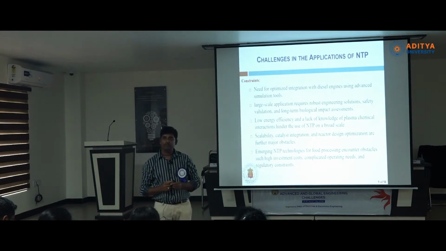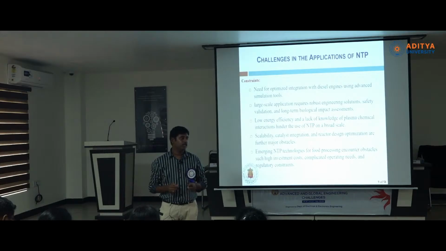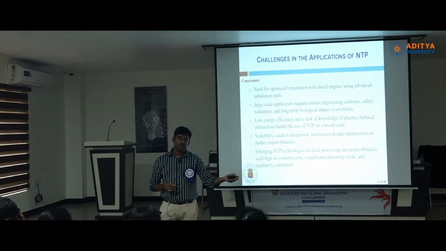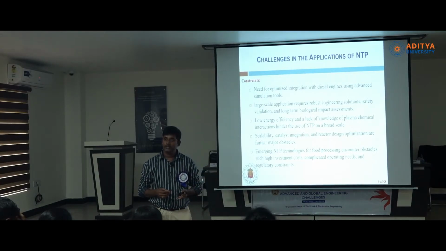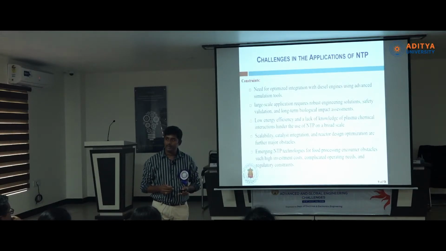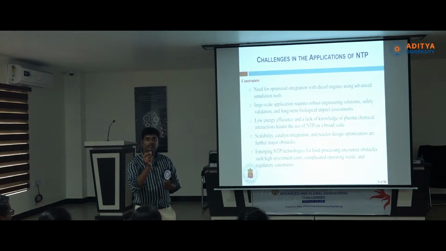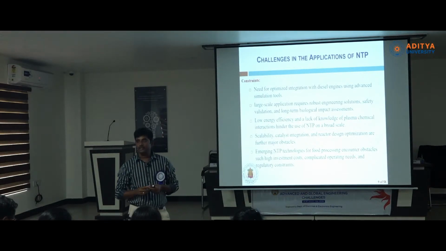Why not a bigger one with a large electrode, like a huge electrode of a higher diameter? Why? What is the constraint in that? You might have learned in EMF, E is equal to V by L, isn't it? Am I correct? Yeah. So this electric field intensity decreases with increase in length.